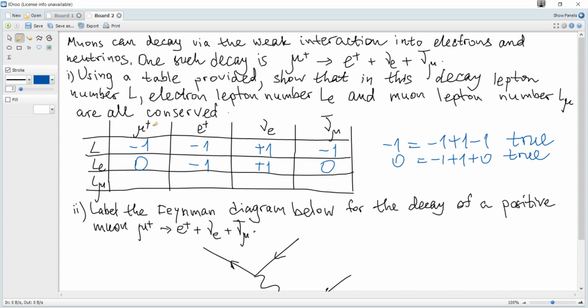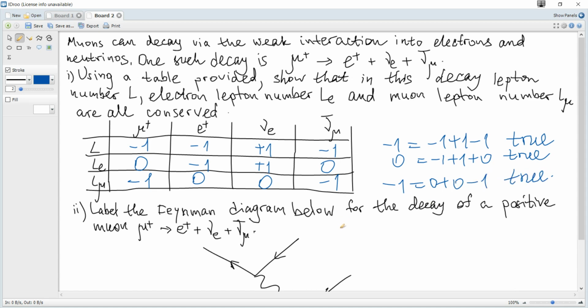So the positively charged muon, it's an antiparticle and a muon-lepton, so -1. Positron, not a muon-lepton, and 0. Electron neutrino, also not a muon-lepton, 0. Muon antineutrino, it's a muon-lepton, an antiparticle, -1. So -1 equals 0 plus 0 minus 1, true, as required.